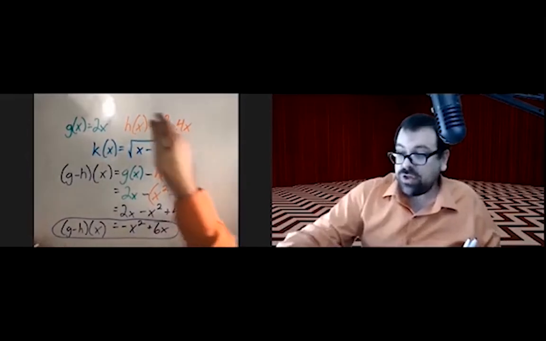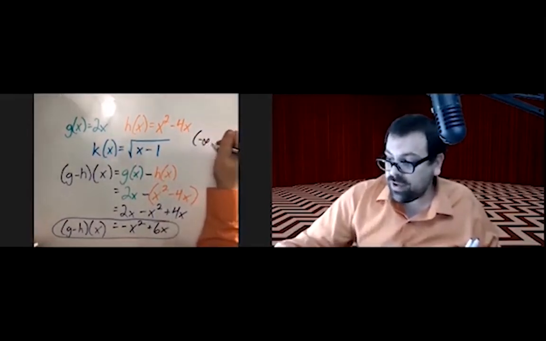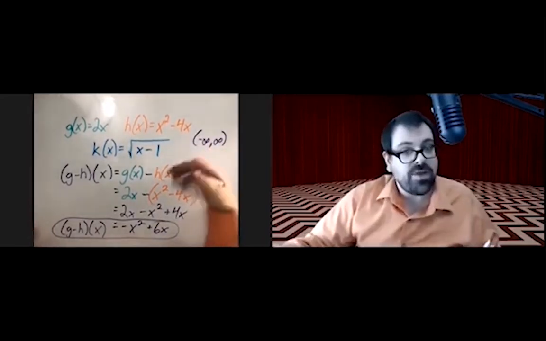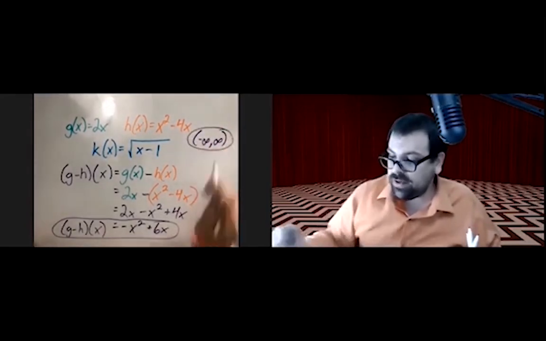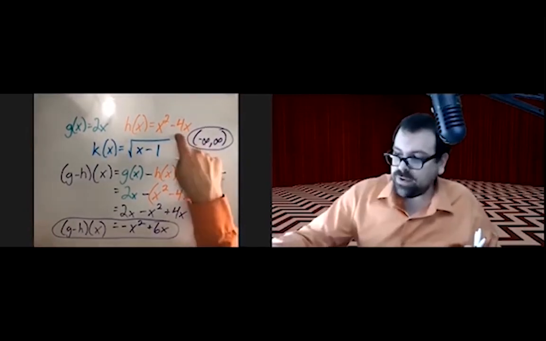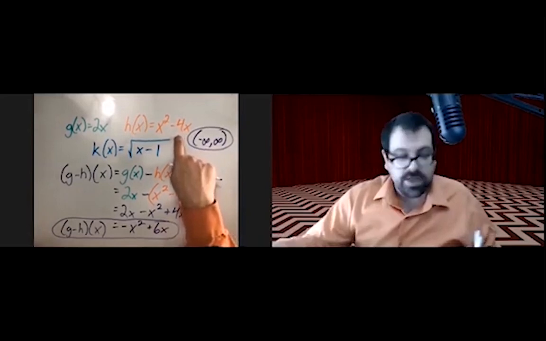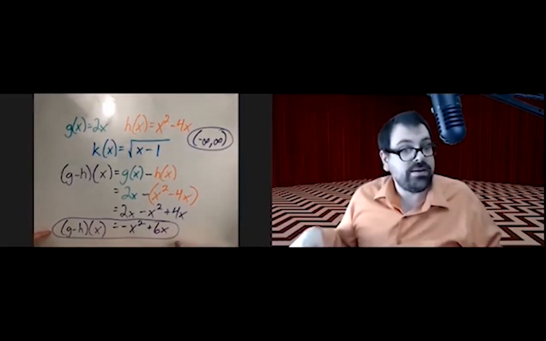Same with h. This is also all real numbers. So the domain of both is all real numbers. And that means the intersection, the overlap of those two intervals, would also be all real numbers. Because there's nothing we can plug in that would make it undefined. And sure enough, if we look at this function, there's nothing that would make it undefined.